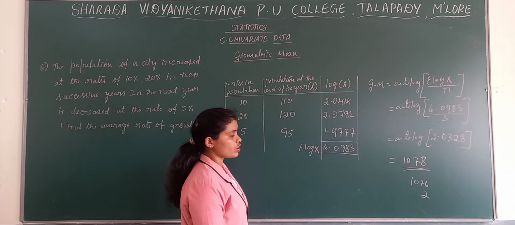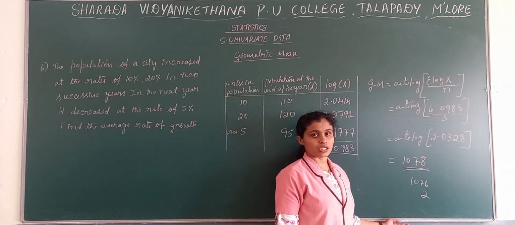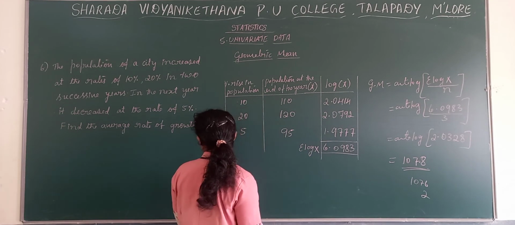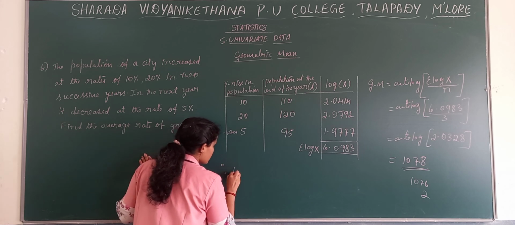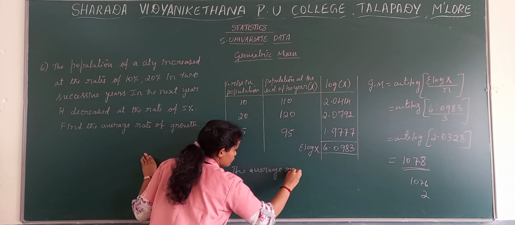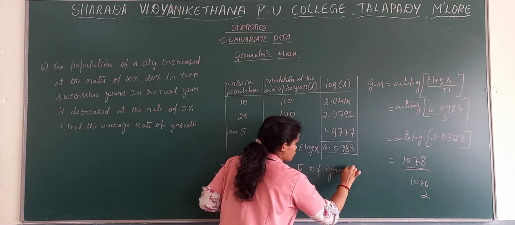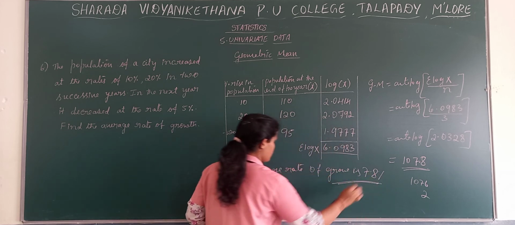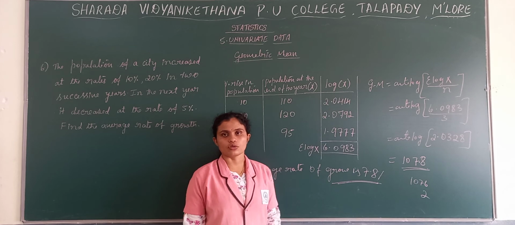So what is the growth rate? Average growth rate is 7.8%. You can write there, average growth rate is 7.8%. What was the question? Find the average rate of growth. So therefore the average rate of growth is 7.8%. So this is about average growth rate.